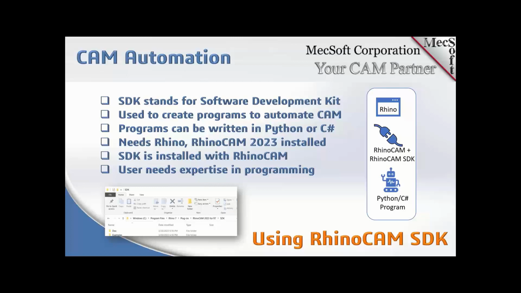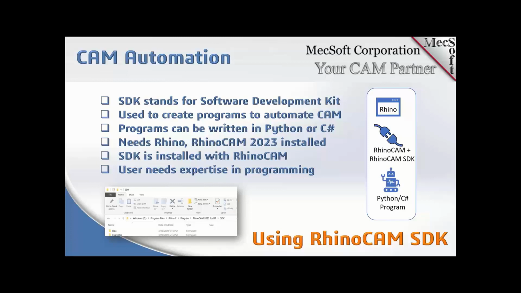Obviously, you need Rhino, and of course the RhinoCAM plugin and the RhinoCAM SDK, which is actually built into RhinoCAM, so you don't need anything special. Once you install RhinoCAM, you're going to be able to immediately start using the SDK. And then, of course, you need Python or .NET C# programs to actually write programs and use the SDK functionality to drive CAM. So the second bullet item here says you can use the SDK to create programs to automate CAM, and we'll see what kind of programs you can create later on in the demonstration.